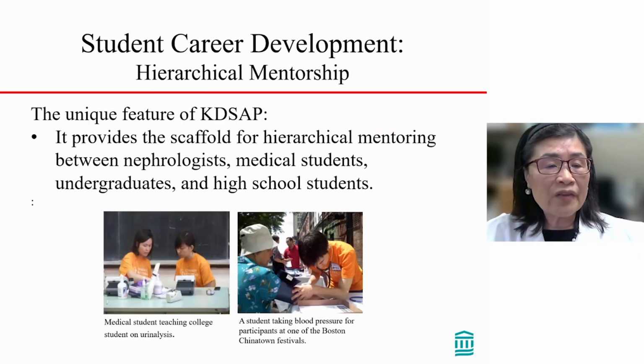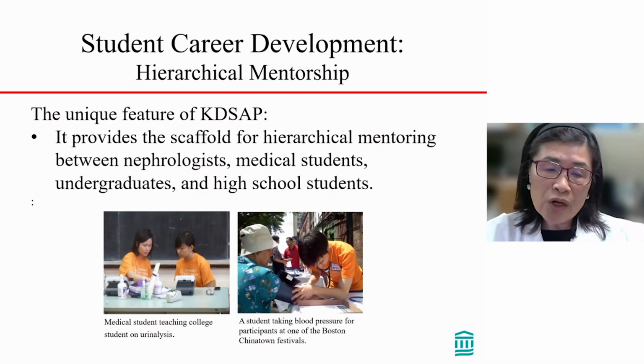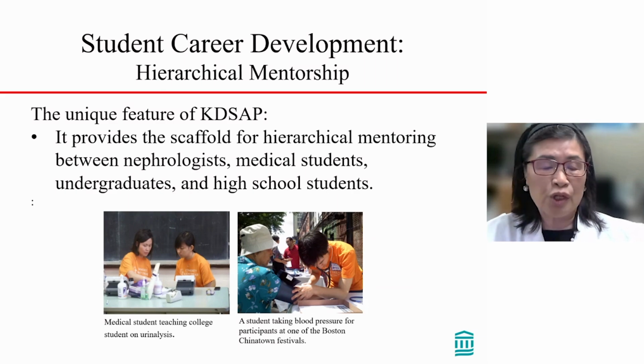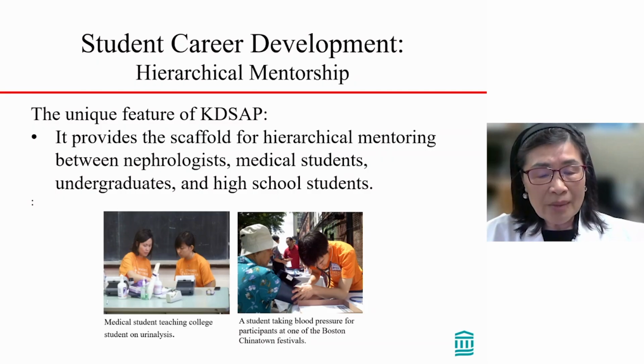Another unique feature of KDSAP is that KDSAP developed a hierarchical mentorship. What I mean by that is I recruit junior faculty fellows who in turn mentor the medical students or undergraduate students, and the students subsequently mentor the high school students, which is a wonderful format to pass on to anybody who has learned about kidney disease or is passionate about serving the community.